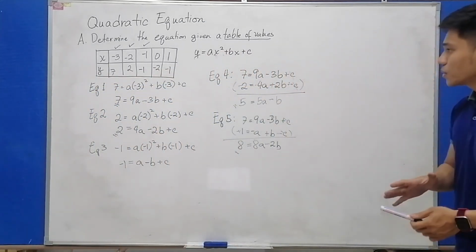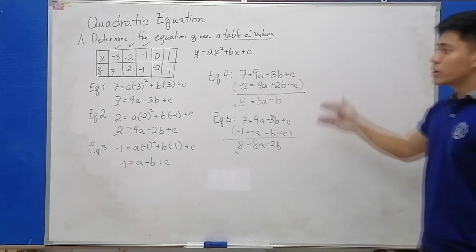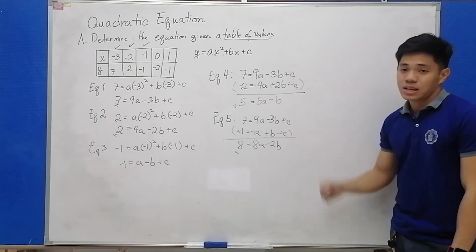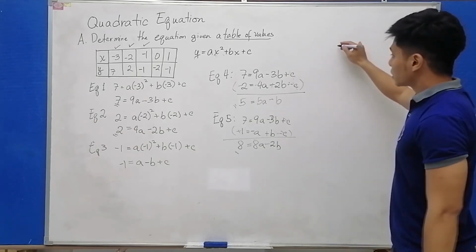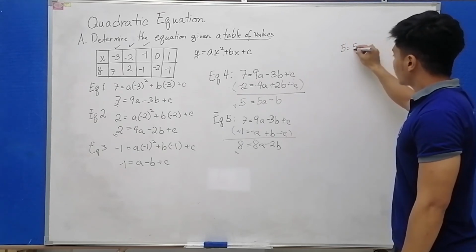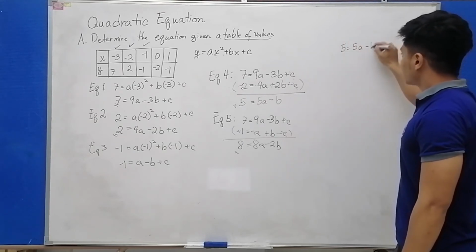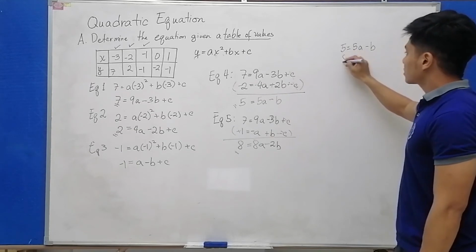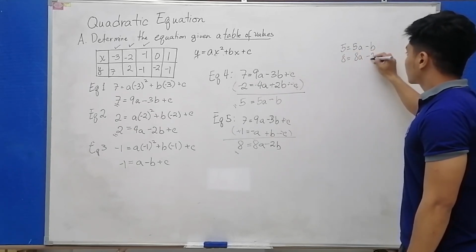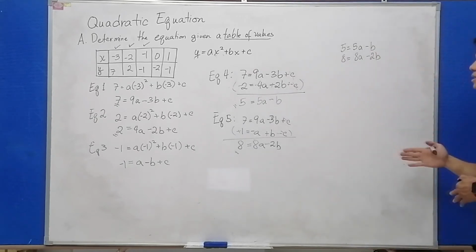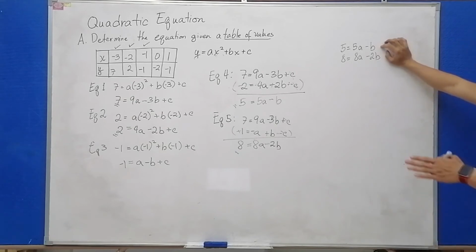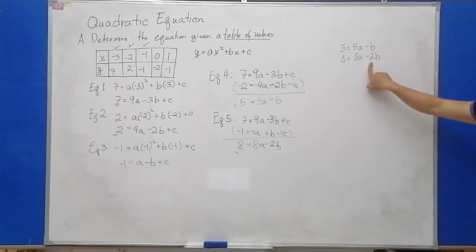Okay, so now we can use equation 4 and equation 5 to cancel out b. So we will take equation 4 and equation 5. 5 is equal to 5a minus b. Then 8 is equal to 8a minus 2b. So what we notice is that the negative b over here is not equal to the negative 2b over here.